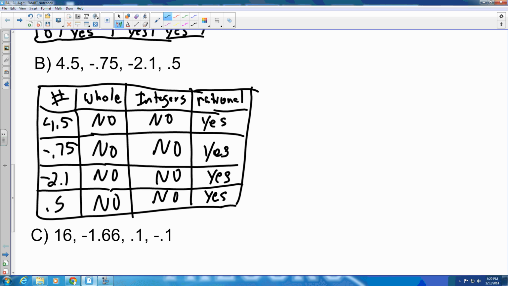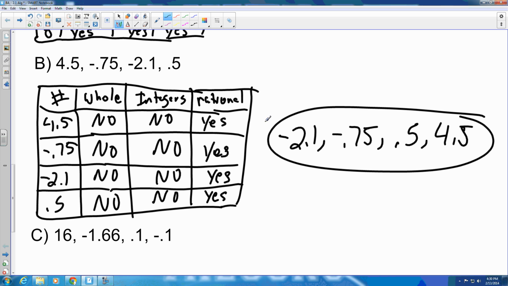The reason why none of the four are whole numbers or integers is because they all have the decimal point attached to them. But they are rational numbers because all of them can be represented as a fraction. And from least to greatest, I'm going to say it's negative 2.1, negative 0.75, 0.5, and 4.5.